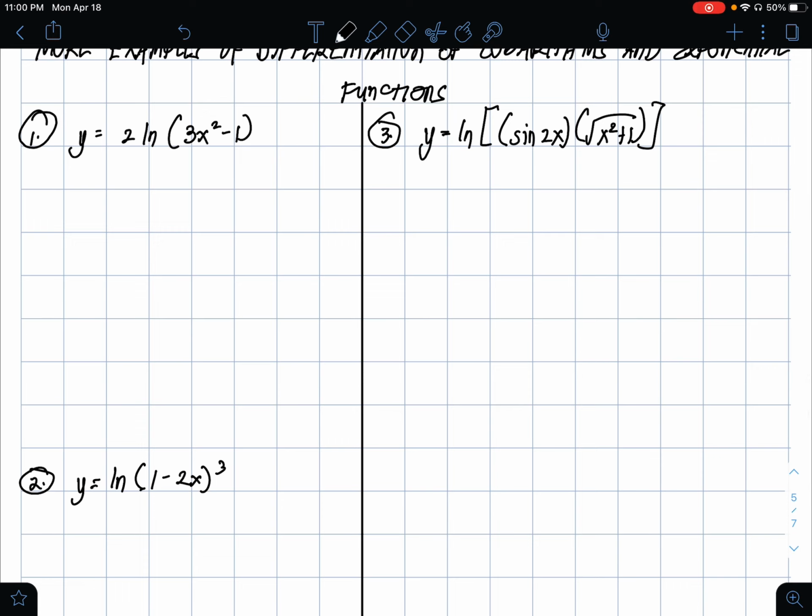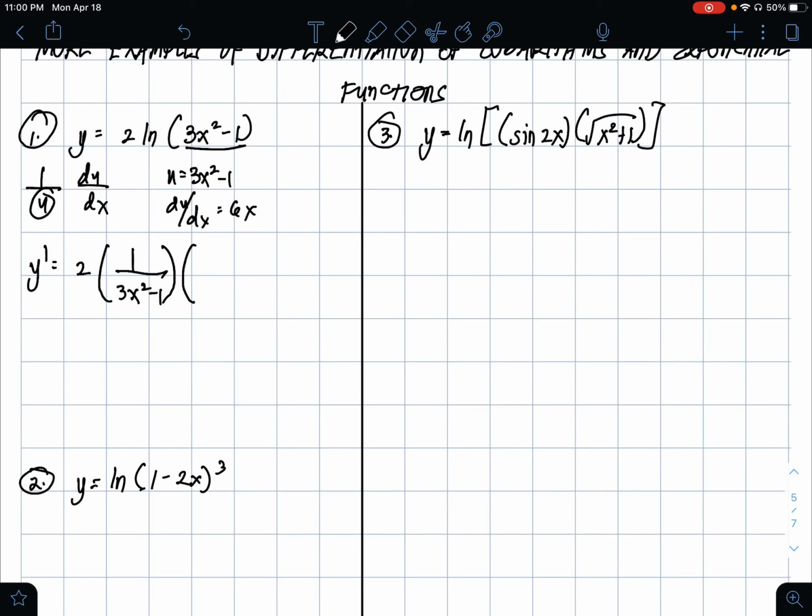Starting with number 1. Number 1 is y is equal to ln of 2ln of 3x squared minus 1. Remember that to differentiate that, we need to remember 1 over u du over dx, in which our u here is 3x squared minus 1, right? So 3x squared minus 1, and the du over dx is 6x. So, therefore, if we are going to rewrite the y prime or the dy over dx, simply y prime, is just equivalent to 2 times 1 over u, which is 3x squared minus 1, times the du over dx, which is 6x. Very simple, right?